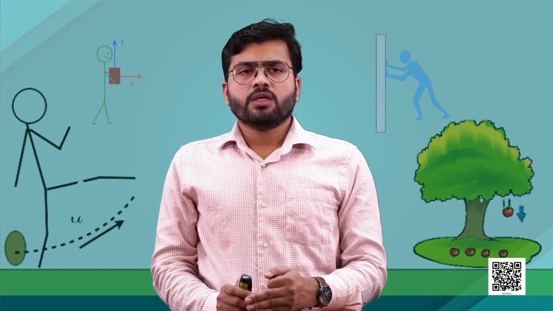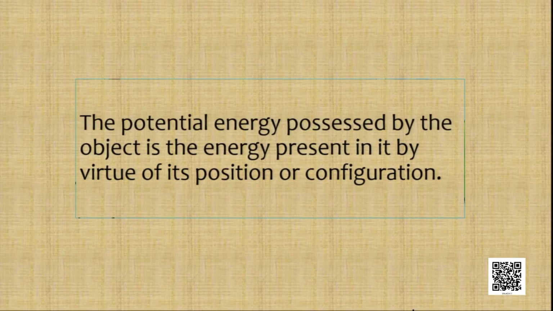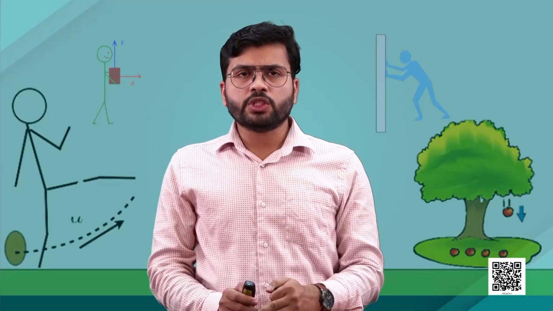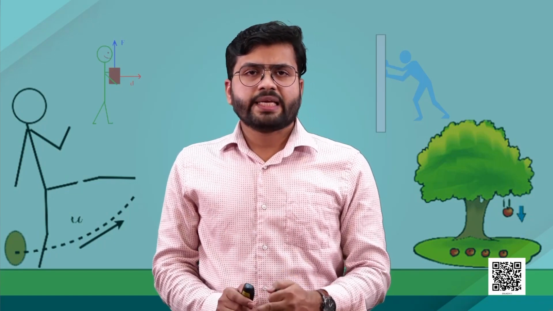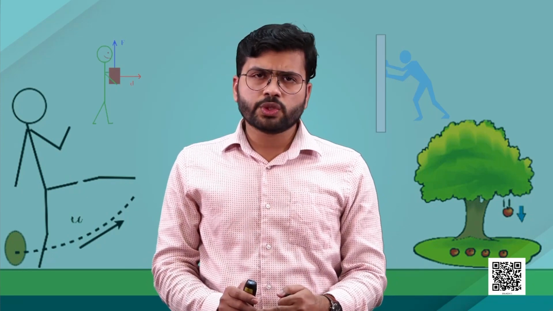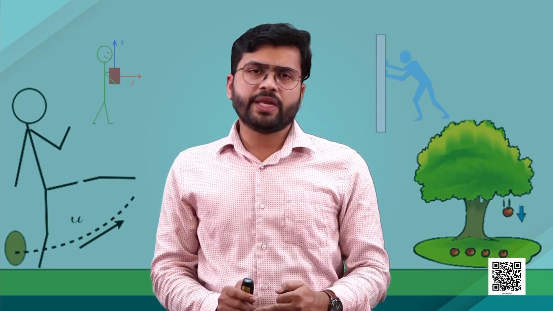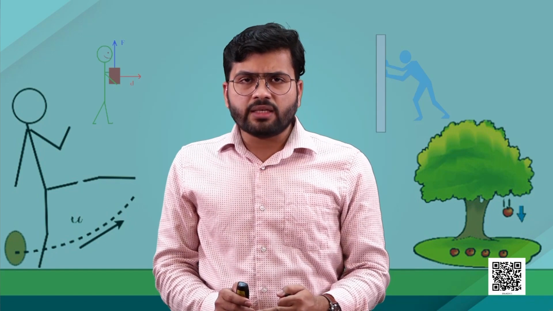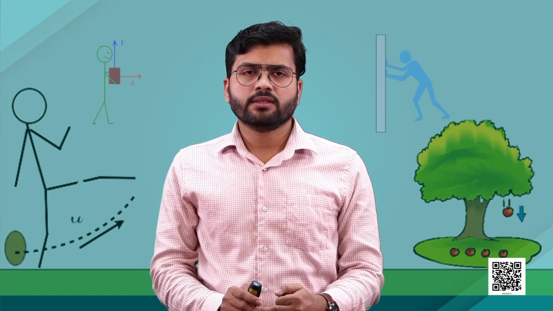Now, the potential energy possessed by the object can be defined as the energy present in it by virtue of its position or configuration. So, the position at which that object is, or the configuration of that object, gives us an idea about its potential energy. Now, dear students, we will try to find out an expression for the energy acquired by an object when it is raised to a certain height.